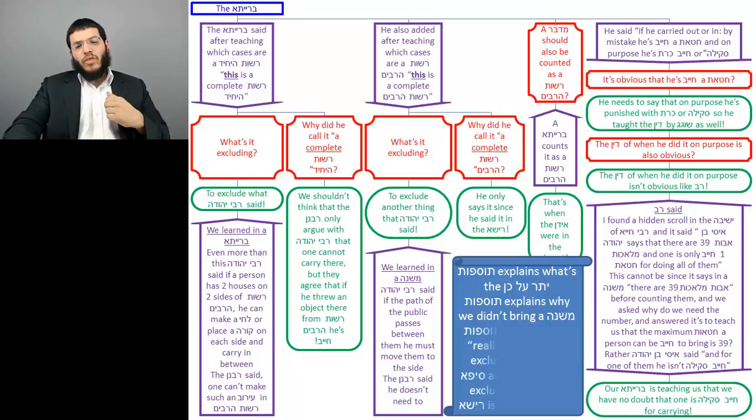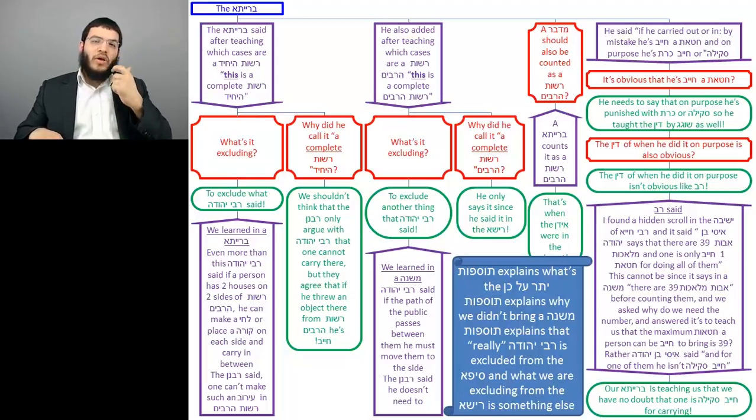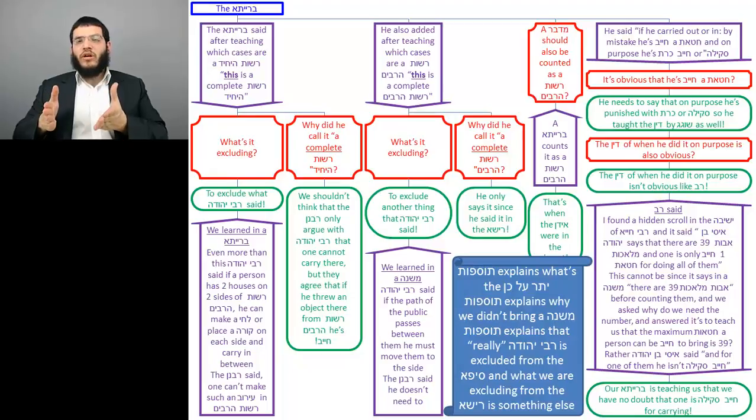And the Brisa in this instance is preferable. In the third part, Tosfos explains that really Rabbi Yehuda is excluded from the Seifa, and what we're excluding from the Reisha is something else. Tosfos shows us that in truth, the teaching of Rabbi Yehuda is excluded from the Seifa, because the Seifa says that one of the examples of Rosh Hashanah is a street that's open at both ends. Now, according to Rabbi Yehuda, the street is a Rosh Hashanah, since it's lined with houses. Rabbi Yehuda says that 2 walls creates a Rosh Hashanah. So really, the teaching of Rabbi Yehuda is excluded from the Seifa.